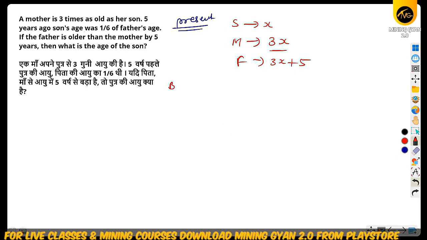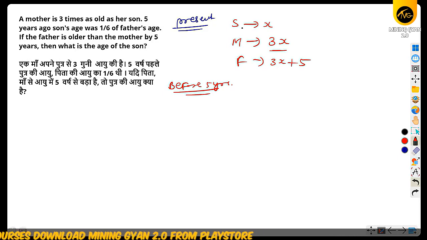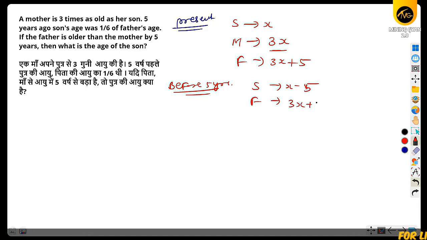Now what is the condition? 5 years ago, that means before 5 years. What is the age of son? It is x minus 5. Age of son x minus 5, and age of father will be 3x plus 5 minus 5, that means 5 cancels, what remains? 3x. So this is the age of father and son before 5 years.